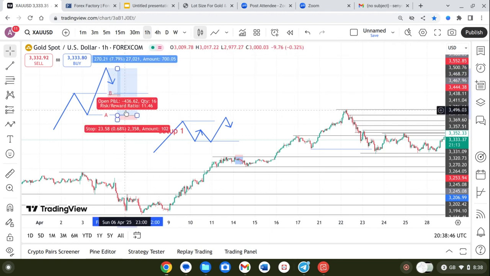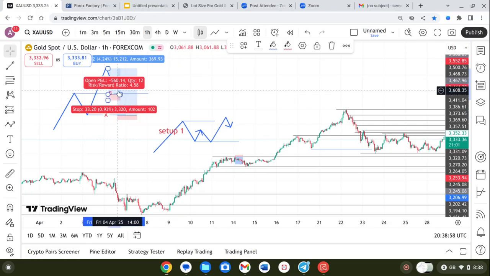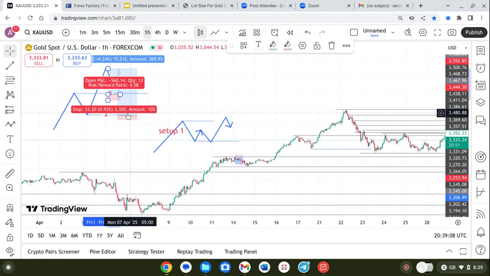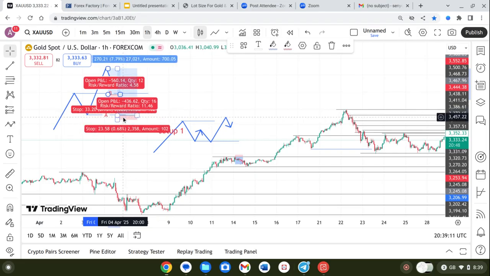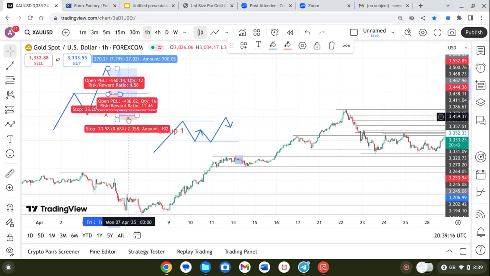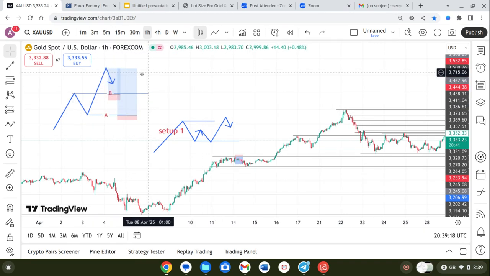The reason this is setup A is because if you're able to catch this with a sniper entry, you are going to get a bigger risk to reward compared to setup B. With setup B, you are going to get 1:4. But if you're able to catch setup A and hold it long enough, you're going to hit almost 1:5 or 1:6 and above. This particular one is almost 1:11. But this is not the real chart anyway. This is just a demonstration.